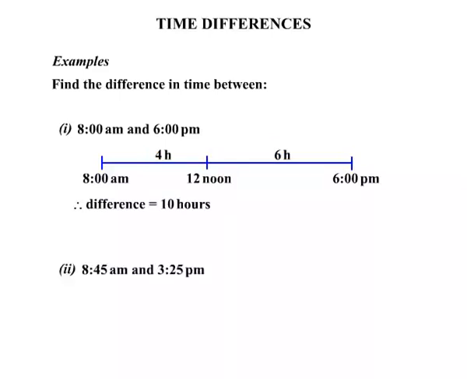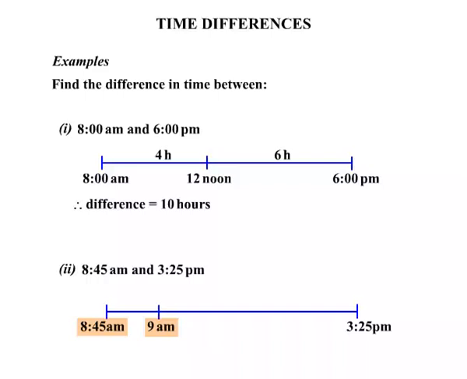Excellent. Our second example, 8:45 a.m. and 3:25 p.m. We need to find the difference in time between those two measures. So again, our timeline marking in our starting point and our finishing point. Now, consider the 8:45 a.m. Let's think, what is the next time it reaches o'clock? Okay, it'll be 9 o'clock, 9 a.m. So the difference between those two measures is 15 minutes.